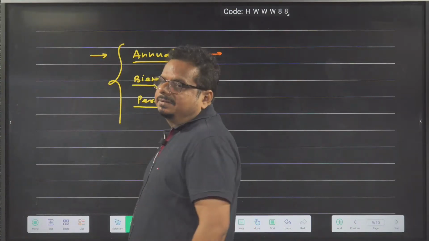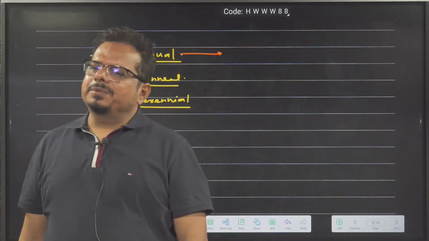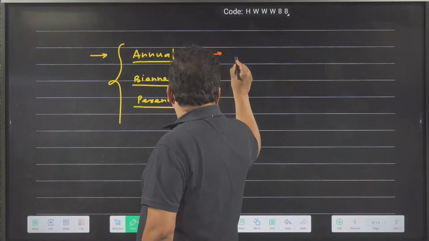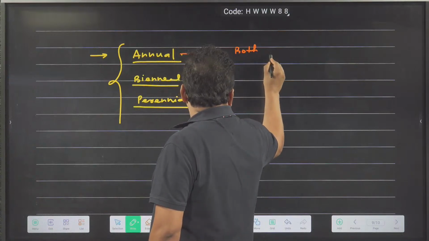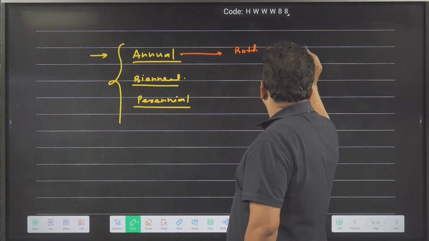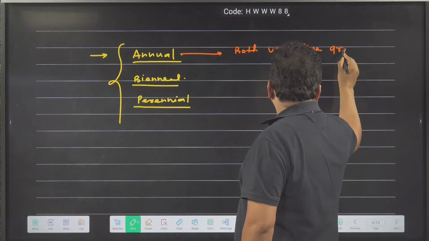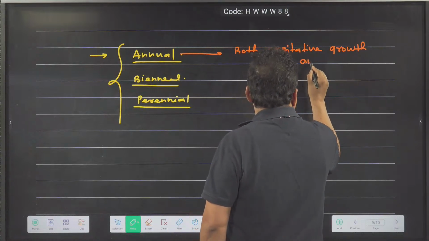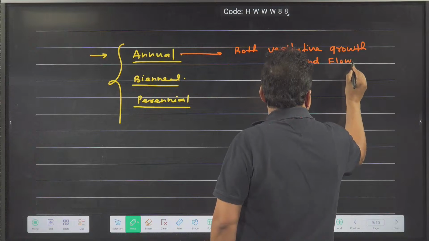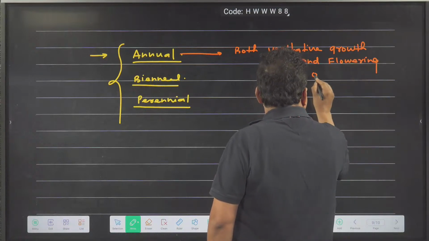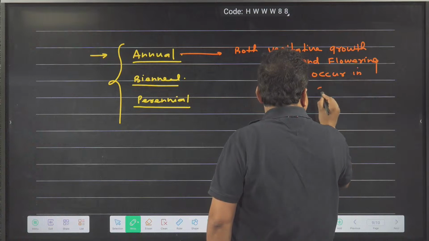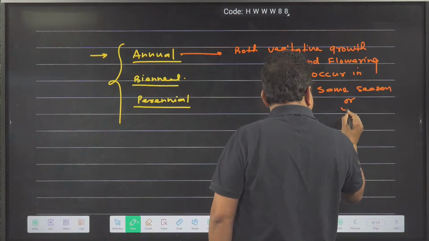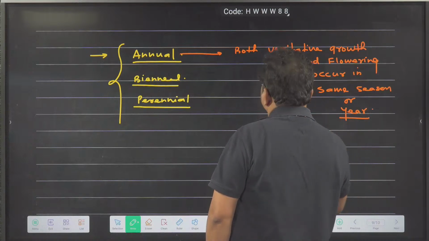So all the plants which complete their life cycle in one season or one year. In an annual plant, what is the character? Both vegetative growth and flowering occur in the same season or year. Such kind of plant is called an annual plant.